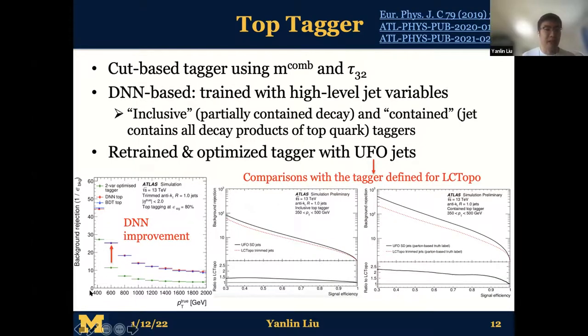On this bottom left plot, we can see the improvement in terms of the background rejection by comparing the cut-based and the DNN-based tagger. And also there's a new development based on UFO jets. It's a retrained and optimized tagger dedicated for UFO jets. We can also see the background rejection comparison between the tagger based on LC topo jets and the UFO jets. So clearly we can see a big improvement from the UFO jets, as shown in this black line.